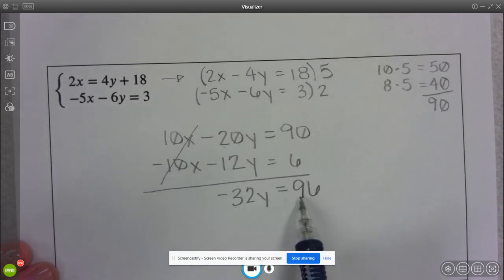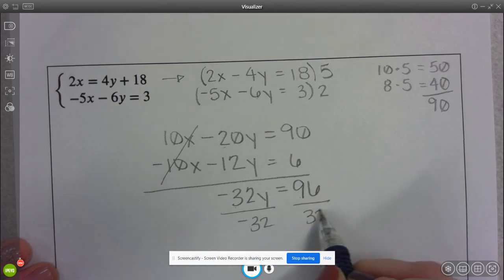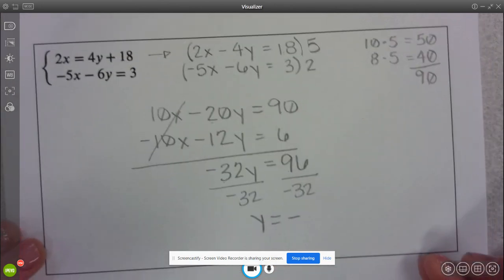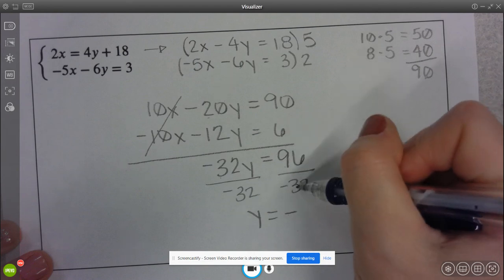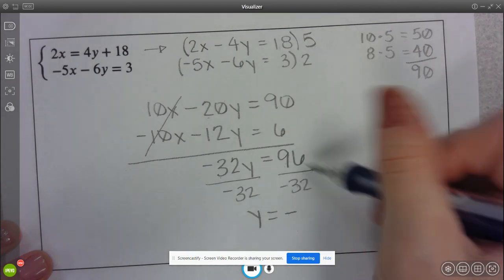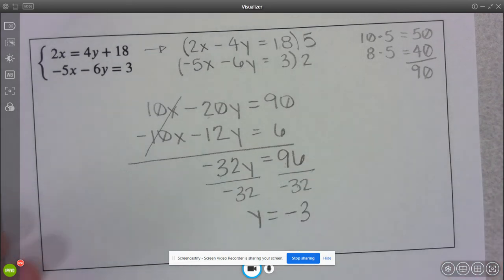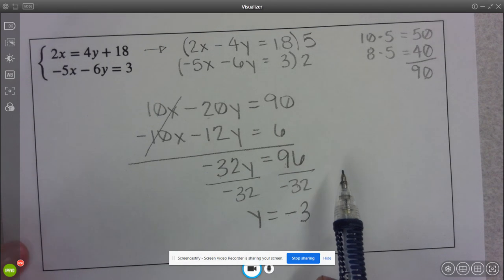So how many 32s make 96 is the question. So I know my y value is going to be negative. Well, 3 times 3 is 9. 2 times 3 is 6. So that tells me 3 32s gives me 96. And it has to be negative since it was -32y.